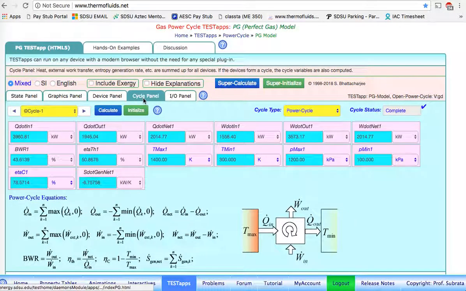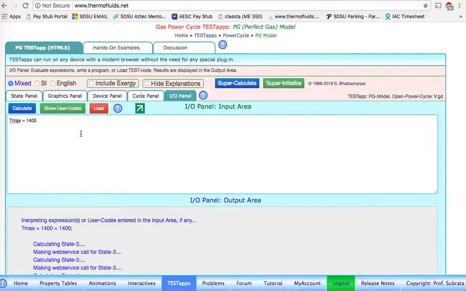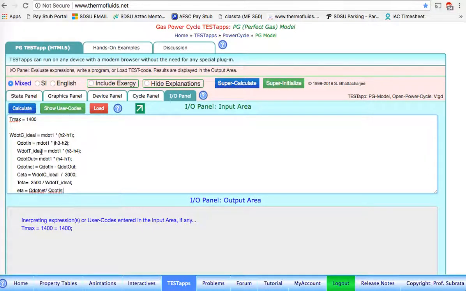Therefore we go to the cycle panel. We can make sure the cycle status is complete. This is all the calculation we have found. So this is the total work output, 2014 kilowatts. Thermal efficiency of the Brayton cycle is approximately 51%, and we go to the IO panel just to make sure we can get it here too.